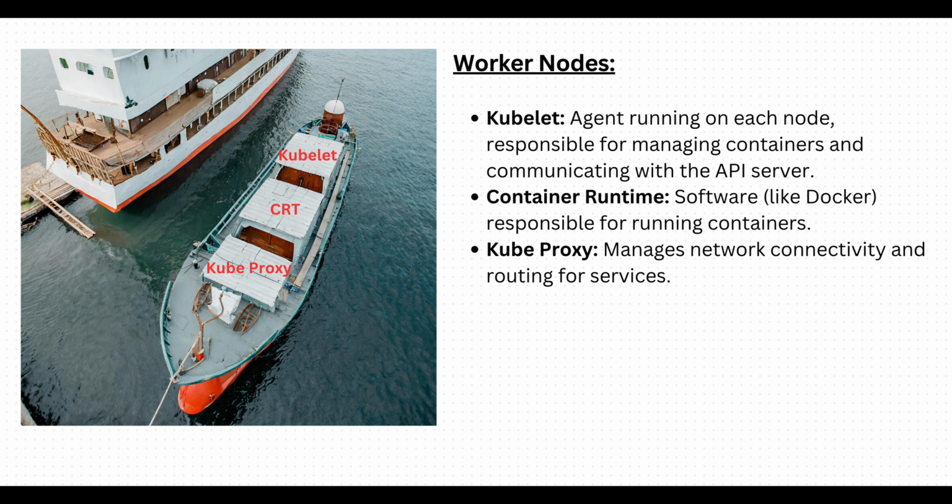So the very first component that we are talking about is a kubelet, or we can also say that as a first mate. So the first mate on each ship or the node is responsible for managing the containers or the crew and reporting back to the captain. Here it is the API server. So it will ensure that the containers are happy, healthy, just like the first mate keeps the crew well maintained.